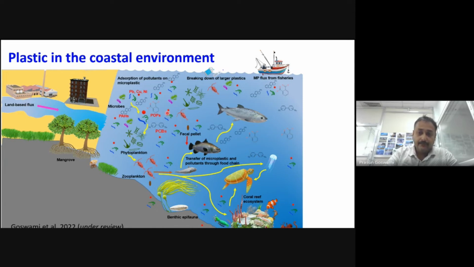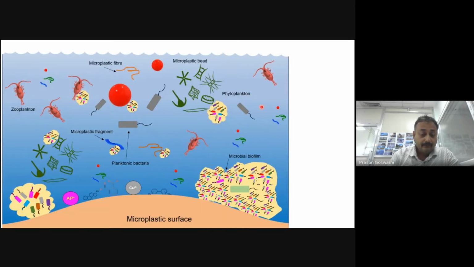and they enter the food chain. So it ultimately affects humans through seafood. So once plastic is in the ocean, it may reach humans via seafood consumption.